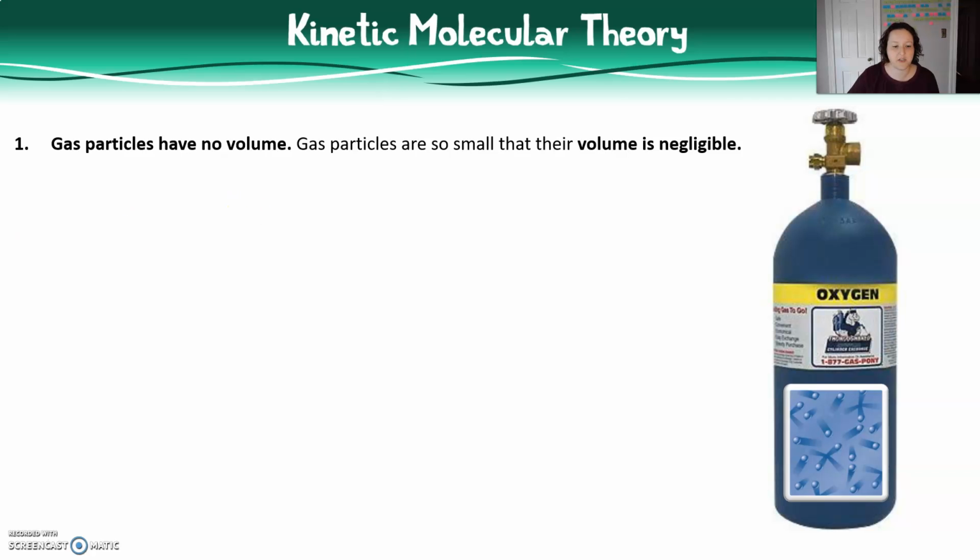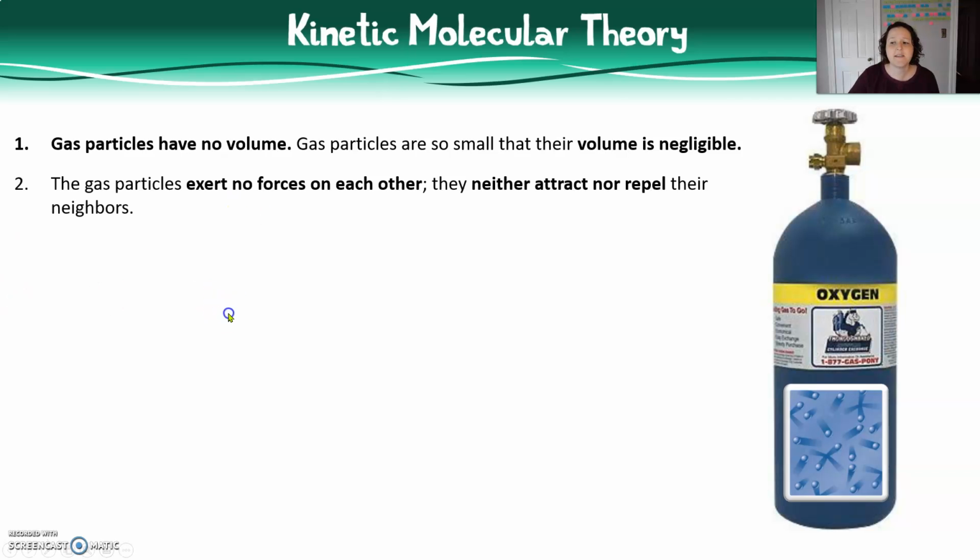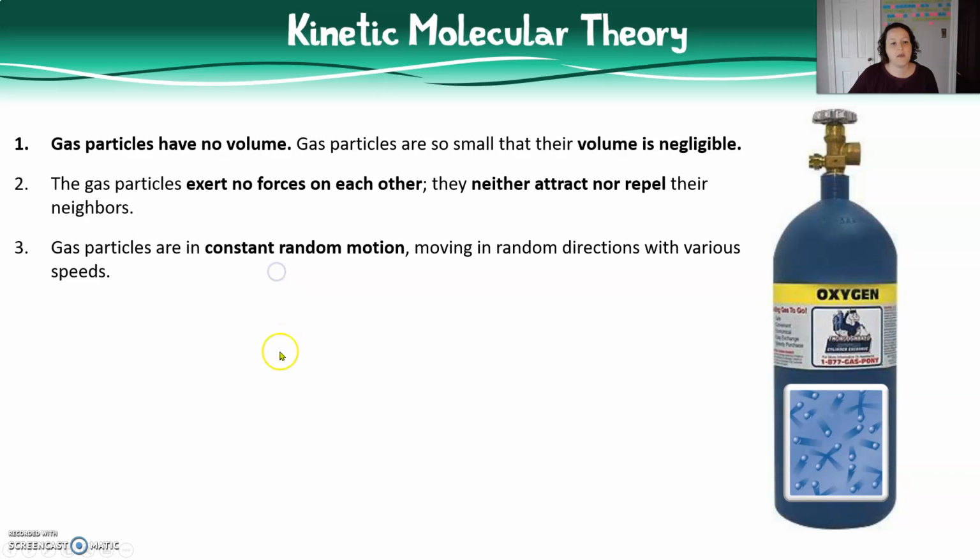Next, another statement that should be familiar from the ideal gas law assumptions, the idea that gas particles neither attract nor repel each other, or basically don't exert forces on each other. Gas particles are also expected by kinetic molecular theory to be in constant random motion at temperatures above absolute zero, or 0 Kelvin, and they move in random directions and with various speeds, which we'll get to at the end of this lecture.